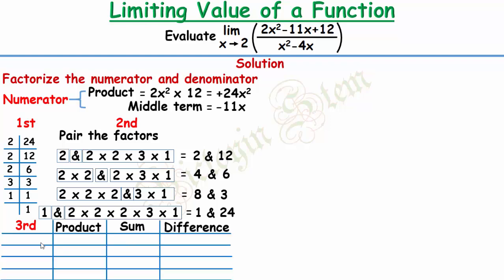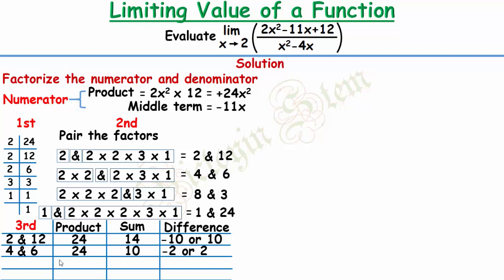So I created a table. I picked the first pair, 2 and 12. The product is 24, the sum is 14, and the difference is minus 10 or 10. 2 minus 12 is minus 10, whereas 12 minus 2 is 10. I pick the second pair, 4 and 6. The product is 24, the sum is 10. 4 minus 6 is minus 2, and 6 minus 4 is 2.